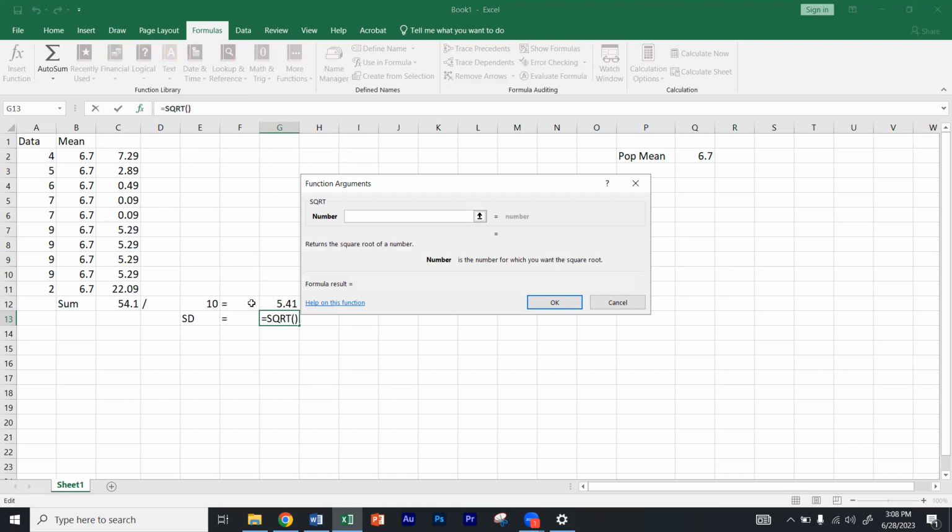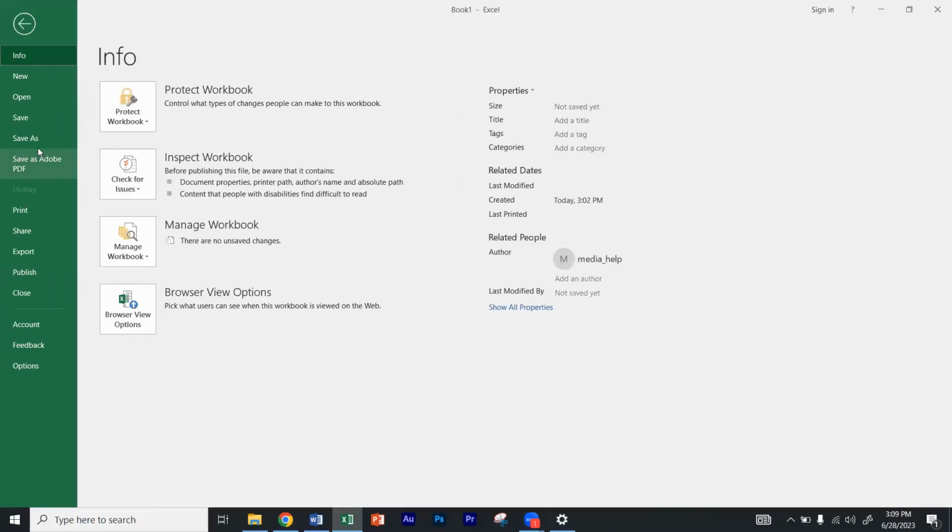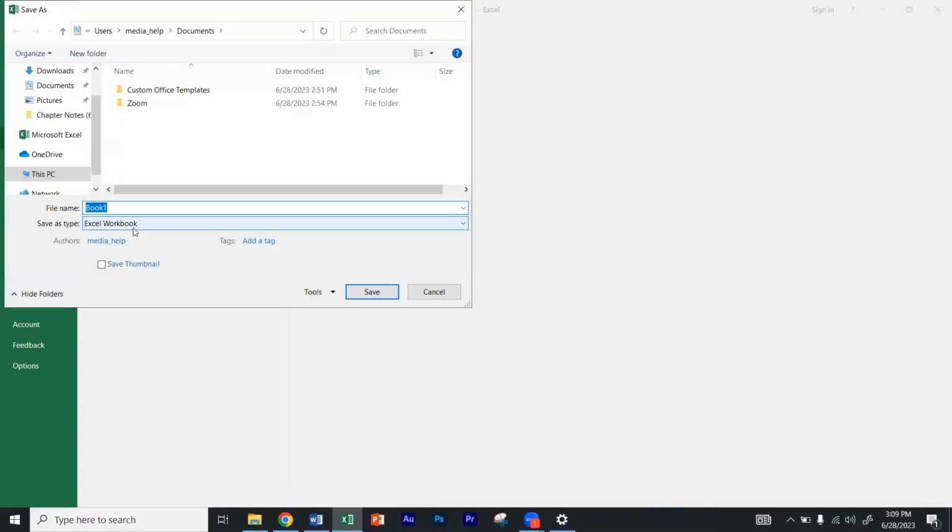SQRT of this number. 2.3 is the standard deviation. Okay. Now, the good thing about Excel, guys, if you have it, if you save it nicely, I am going to save it. I'm going to do a couple of problems and hopefully we'll check our answers.